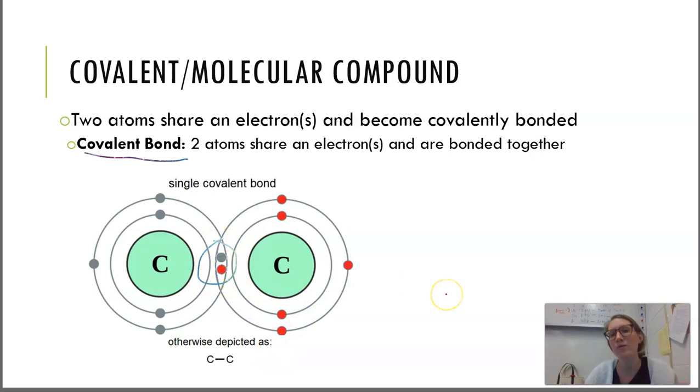So we'll see in a little bit how electrons cannot be shared equally, and that's a different type of bond. But in a covalent bond, you have two atoms that share electrons, and that is what bonds them together.